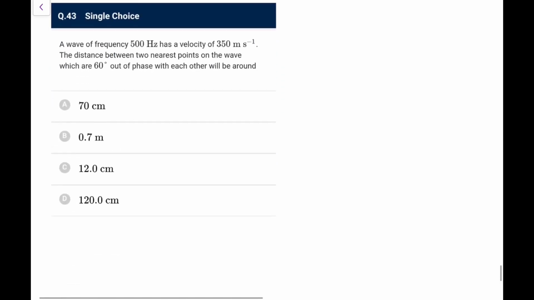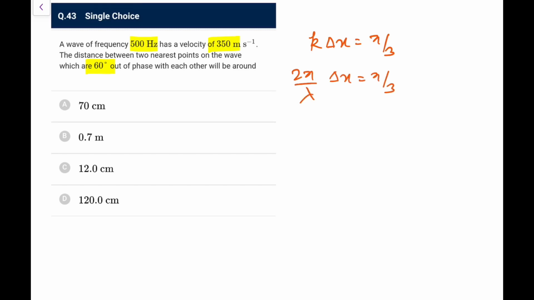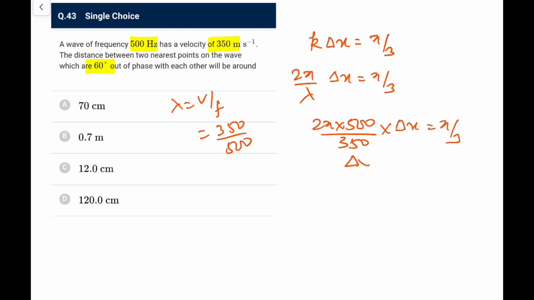Next one, a wave of frequency 500 Hz has a velocity of 350. The distance between two nearest points that are 60 degrees out of phase. So what we say, the phase difference is k delta x, and k delta x should be equal to pi by 3. K is 2 pi by lambda, into delta x equal to pi by 3. And lambda I can write as V by f, so it is 350 by 500. So 2 pi by, if we reverse it, 500 by 350 into delta x should be equal to pi by 3. So delta x comes out as pi by 3 into 350 upon 2 pi into 500.